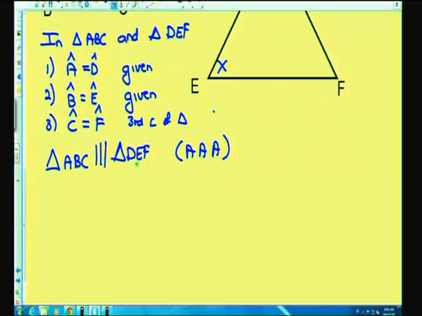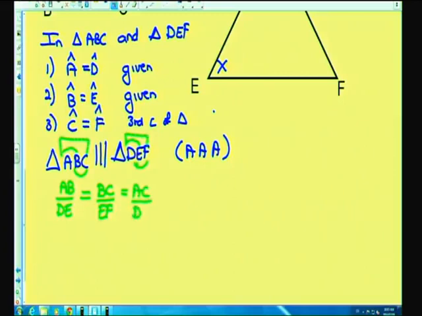So now what we can do is we can take the first two, which is AB, over the first two of these, which is DE. And we can say that is equal to the last two over the last two. So we can say BC over EF. And then we can take the first and last and the first and last. So it's going to be AC over DF.